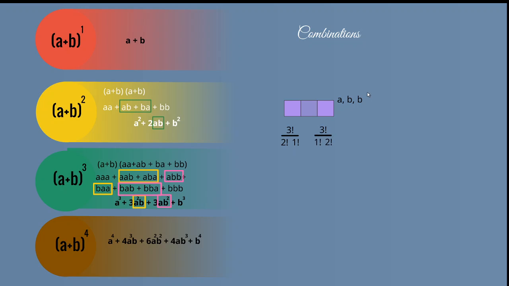3 factorial divided by 1 factorial into 2 factorial. 1 factorial because only 1 A is there. 2 factorial because there are 2 B's there. Now, what are these things? This is basically 3 factorial divided by 2 factorial into 3 minus 2 factorial.